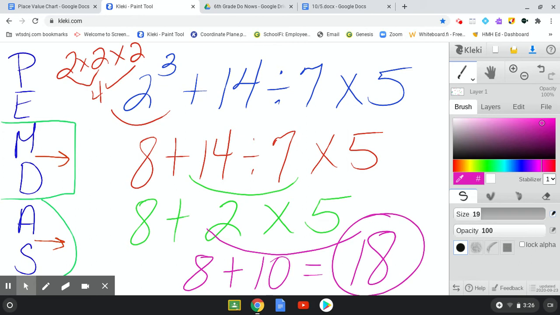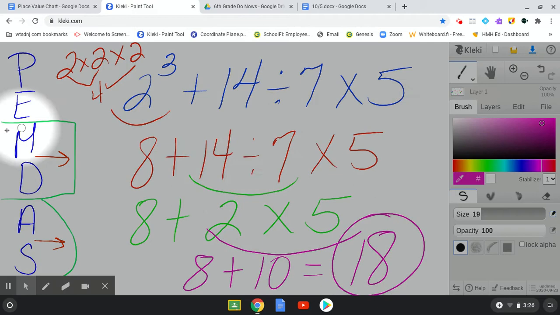So the one thing I keep telling you guys in class, you have to keep rewriting the problem, dropping everything down. Because if you try to do multiple parts in your head at the same time, that's where you end up making a mistake. Okay?